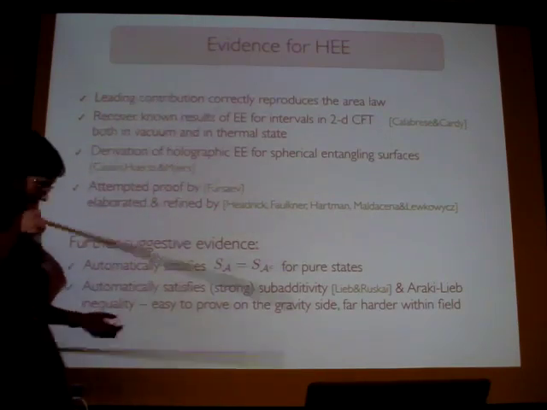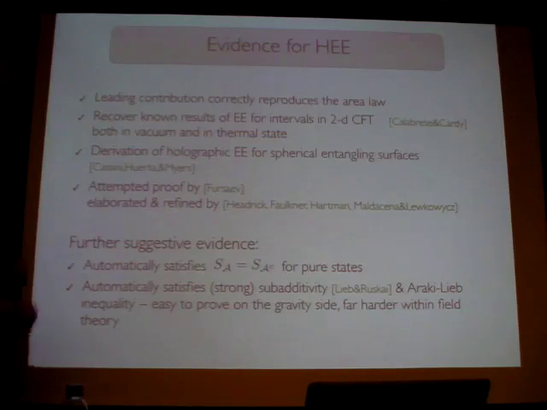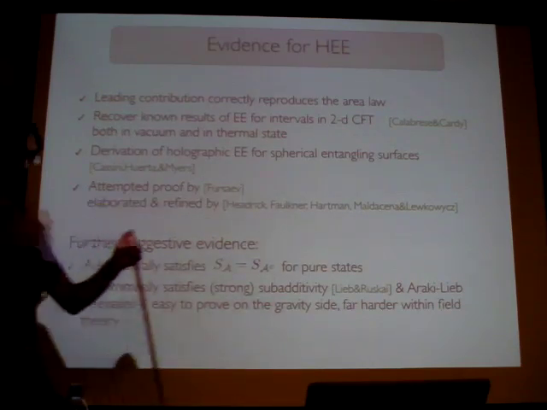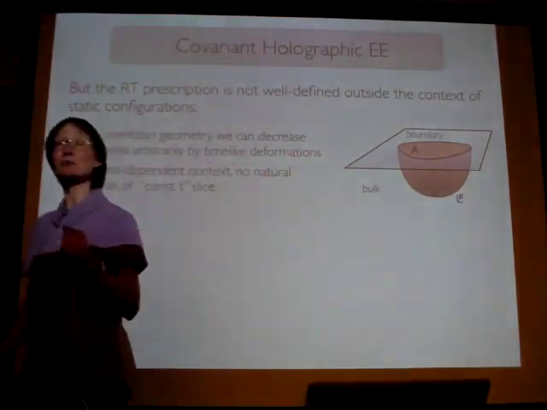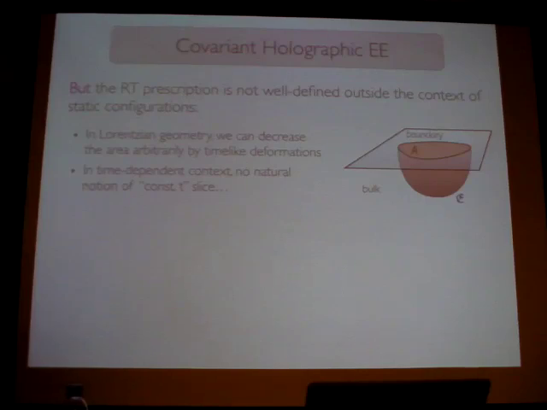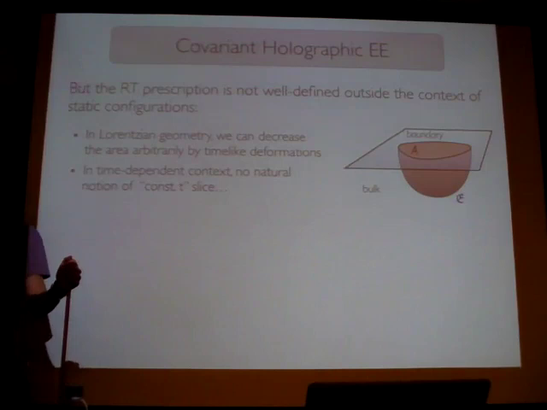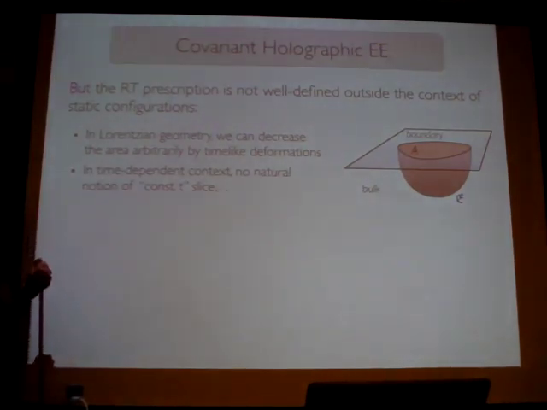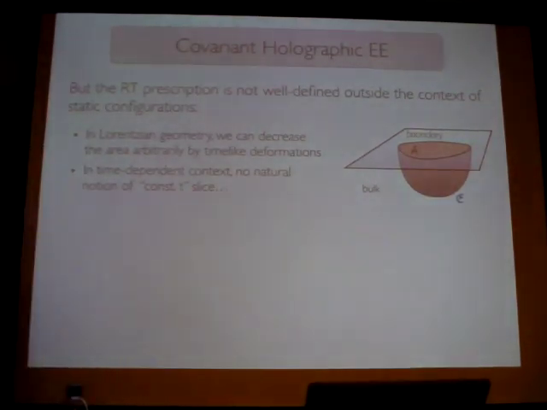And this set of arguments for it culminated in arguments by Lewkowycz and Maldacena, which used Euclidean path integrals to essentially prove this. But we have to, of course, face up ultimately to the fact that we live in a Lorentzian spacetime with time. And entanglement entropy is well defined for time-evolving situations, but the prescription given by Ryu and Takayanagi does not apply for time-evolving configurations.